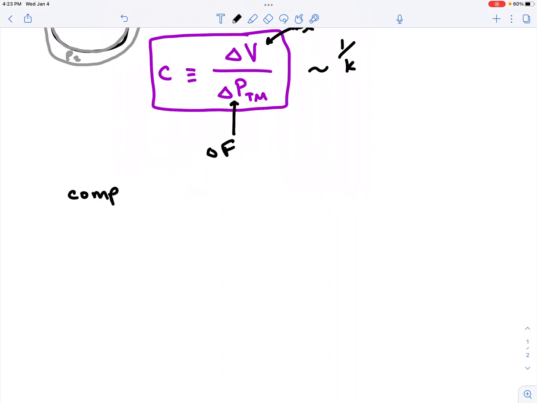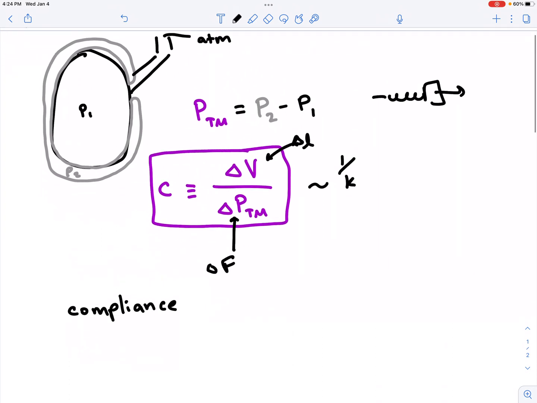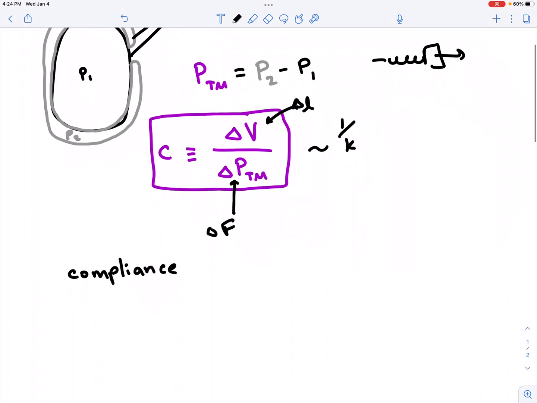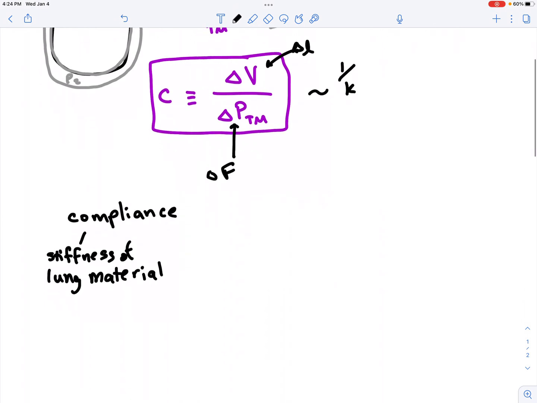So compliance. When we think about the lung as a spring, we can get some intuitive understanding of what those factors might be, right? So obviously the springy nature of the lung, in other words, what is the stiffness of the lung material? So we're going to say stiffness of lung material. And that's going to be related to a variety of things, right? That's going to be related to the density of the lung. That's going to be related to the tissue composition. And so we're going to talk a lot about different pathological states in which those might be affected.